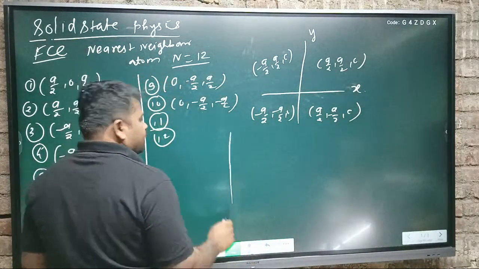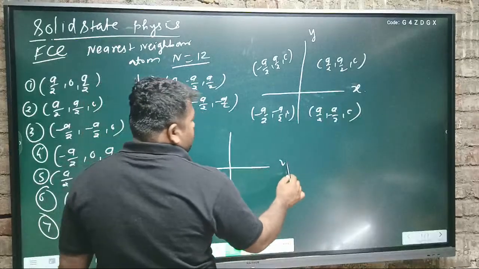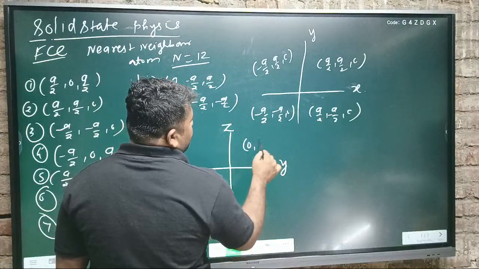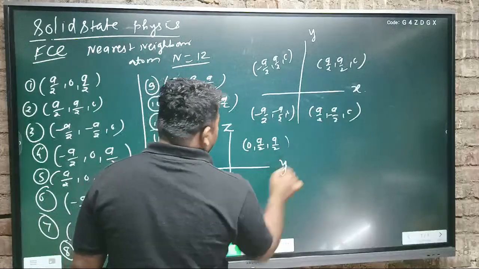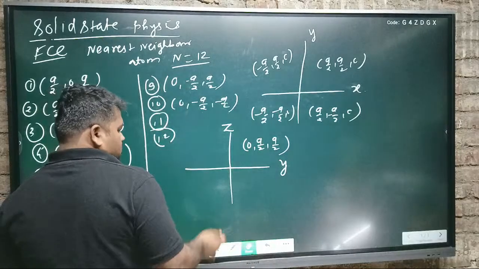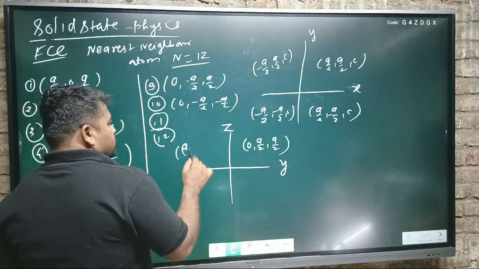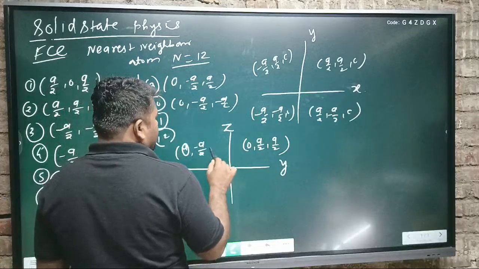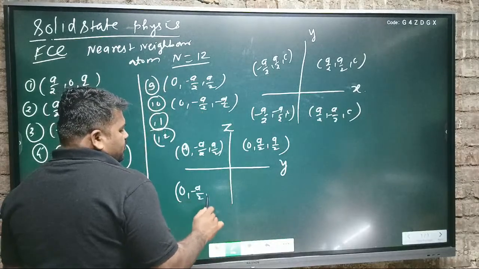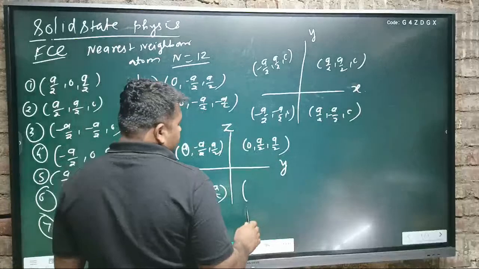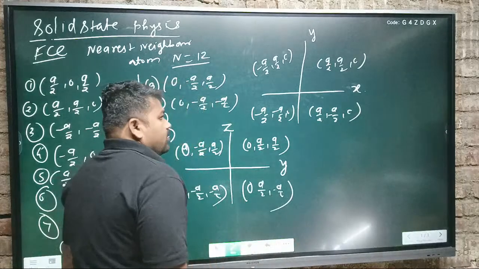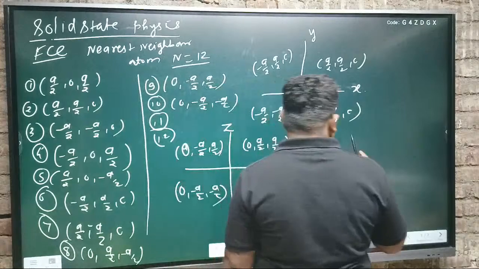Next we can take suppose yz. Here 0 comma y value a by 2, z value a by 2. Next here 0 comma minus a by 2 comma plus a by 2. Here 0 comma minus a by 2 comma minus a by 2. Here 0 comma plus a by 2 comma minus a by 2. Okay, xy over, yz over. Next we can take xz.